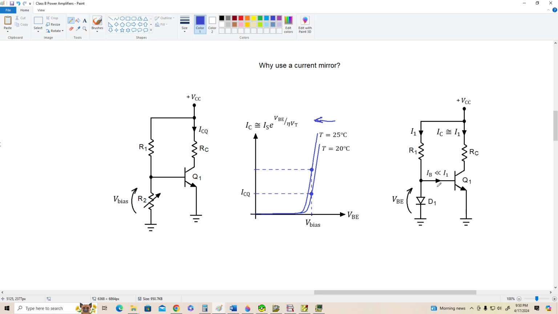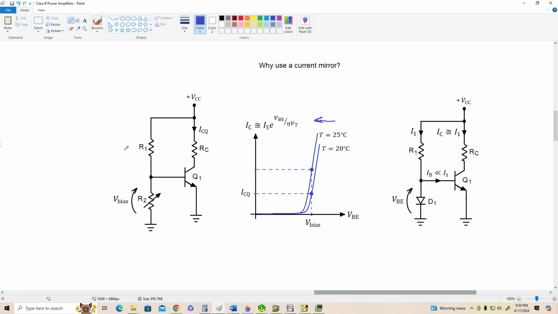Now, what happens with a current mirror is if we can keep D1 and Q1 at the same temperature, as temperature goes up, both of the curves shift by the same amount, and we cancel out the temperature sensitivity. So this circuit is much more stable with temperature than this arrangement. That's why we use the current mirror to begin with. It's less temperature sensitive than a lot of other biasing arrangements, and we don't want to use an emitter resistor here. So there you go.